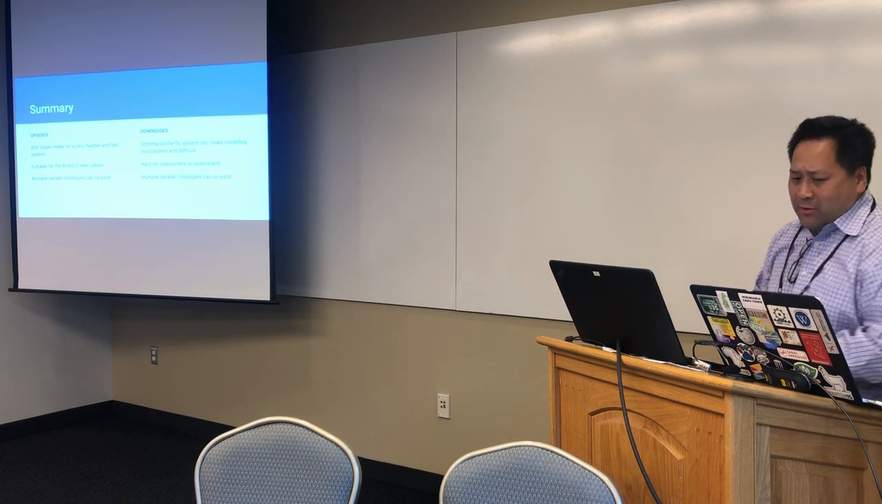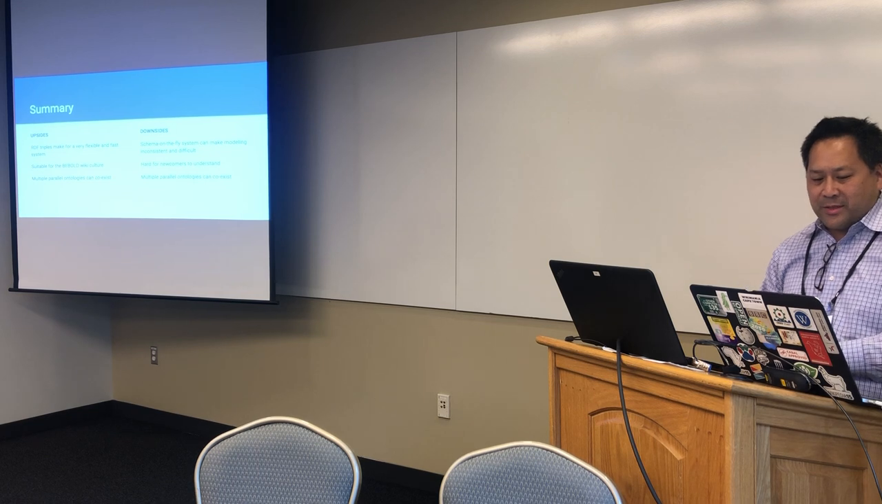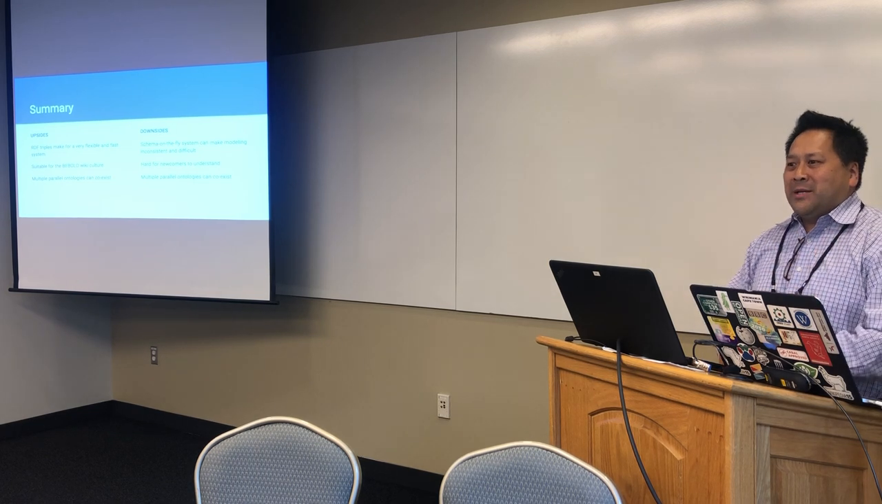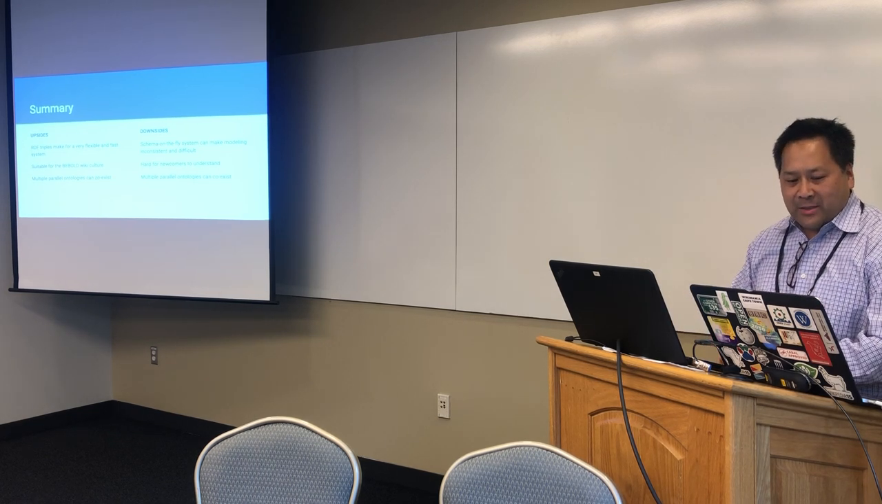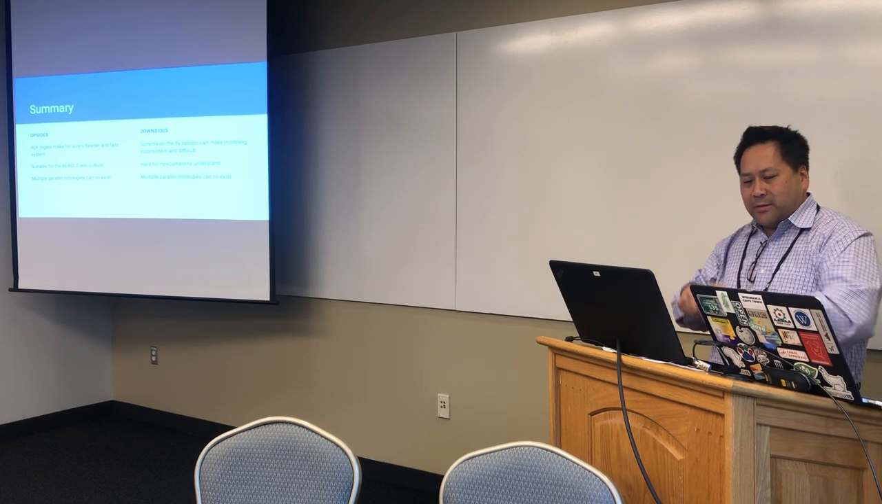The upsides of having a graph database are that RDF triples make for very flexible and fast ways to do things. It's suitable for this be-bold, just-fix-it wiki culture that we have. And then multiple parallel ontologies can actually exist in this kind of database.